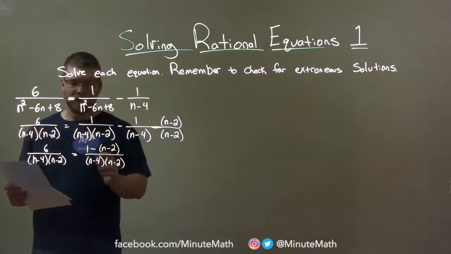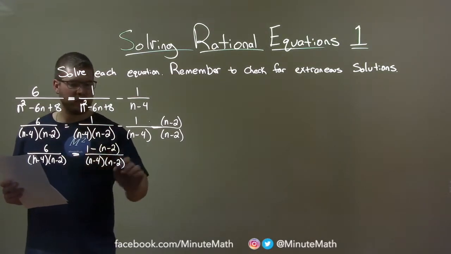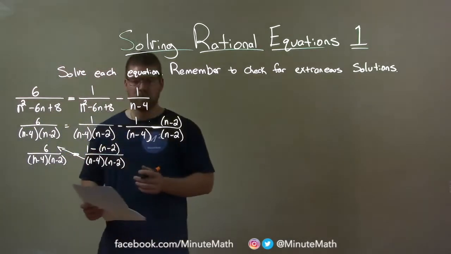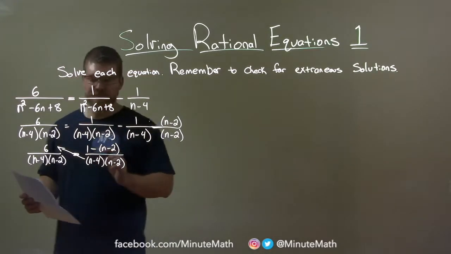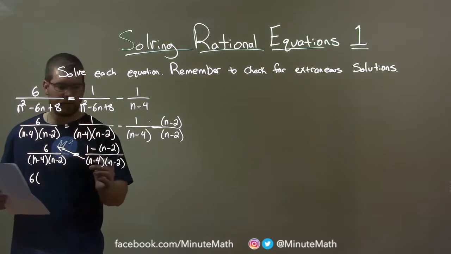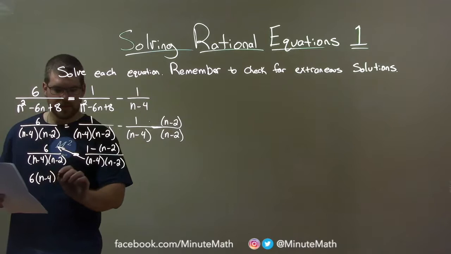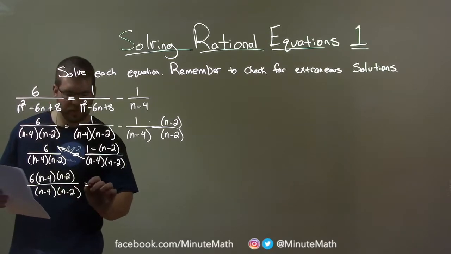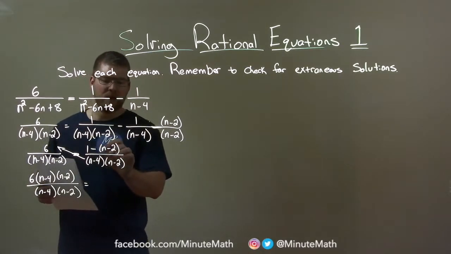Okay, so what I'm going to do is actually do 2 steps in 1 here. I'm going to take this denominator and multiply it over here. I'm not going to cross multiply. I could if I wanted to, but I'm not going to. When I bring that over here, you'll see something. So we have 6 times n minus 4 times n minus 2 over n minus 4 times n minus 2. The right-hand side, the numerator, that's what's left over here, and we have 1 minus n minus 2.